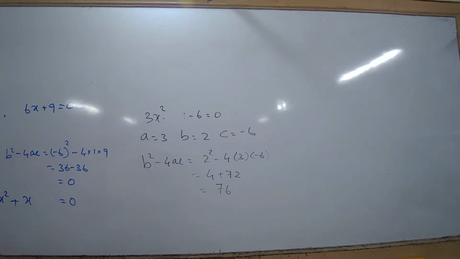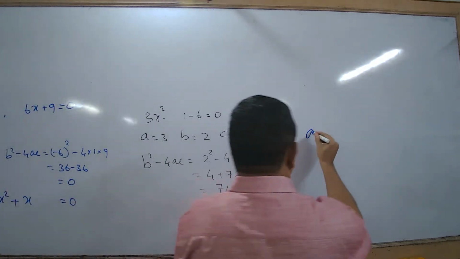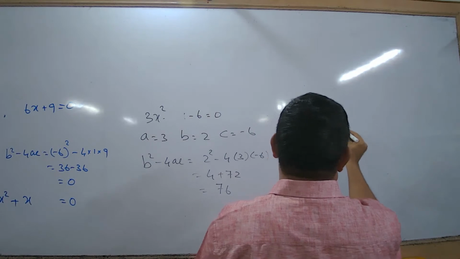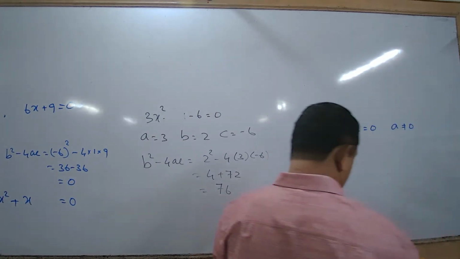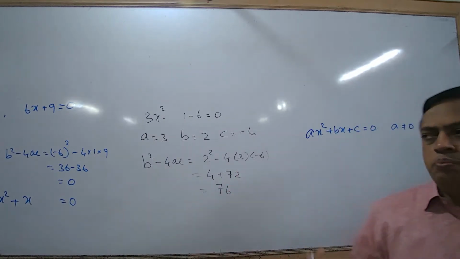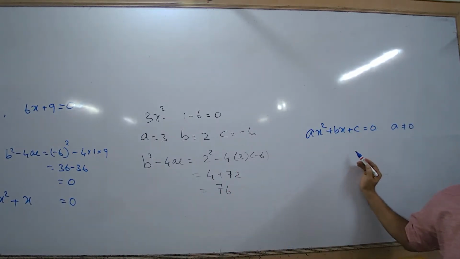That's why you don't follow. What is a quadratic equation? ax square plus bx plus c equals 0, where a is not equal to 0. So you wrote this one. Listen here: ax square plus bx plus c is equal to 0 where a is not equal to 0. A should not be 0. B can be 0. C can be 0. Both can be 0.